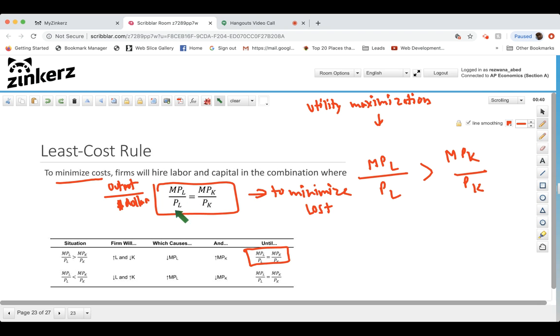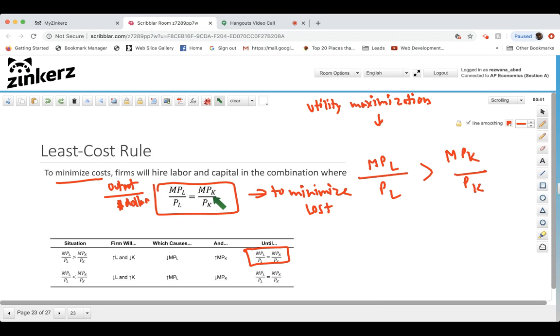We want to make sure that the output per dollar from labor is equal to the output per dollar from capital. If we achieve that, we have achieved the least cost rule, or a combination of labor and capital that is going to minimize our cost.